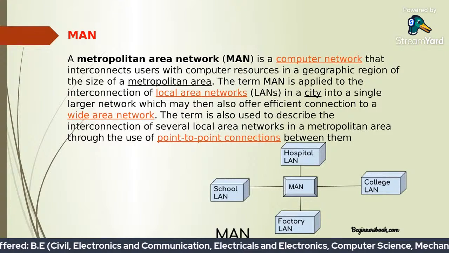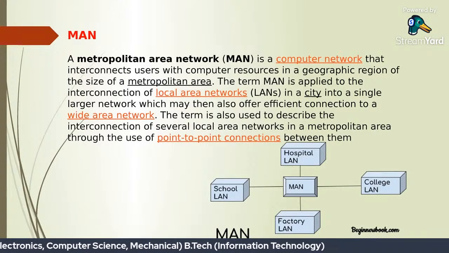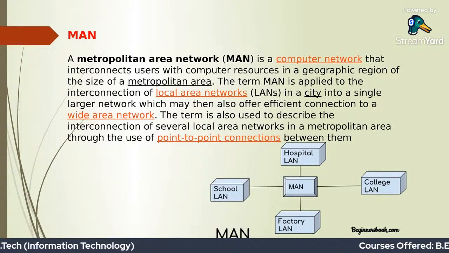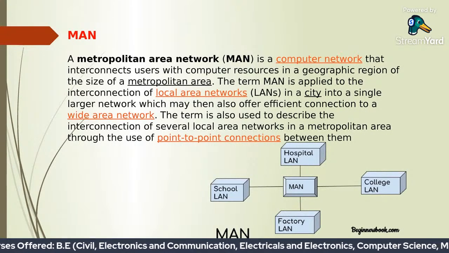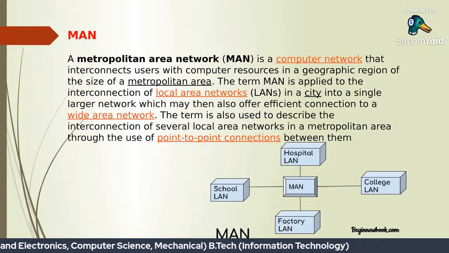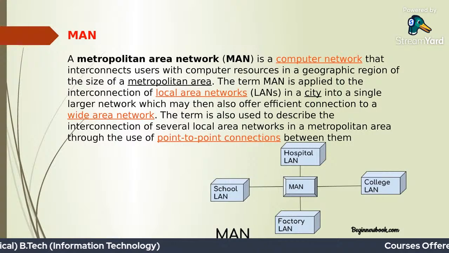Next, MAN. MAN stands for Metropolitan Area Network, which is used to interconnect the computer resources over a geographical area. Let's just say interconnecting two LANs, and it is a point. MAN acts as a central intermediate which connects the hospital LAN, college LAN, factory LAN, and school LAN.